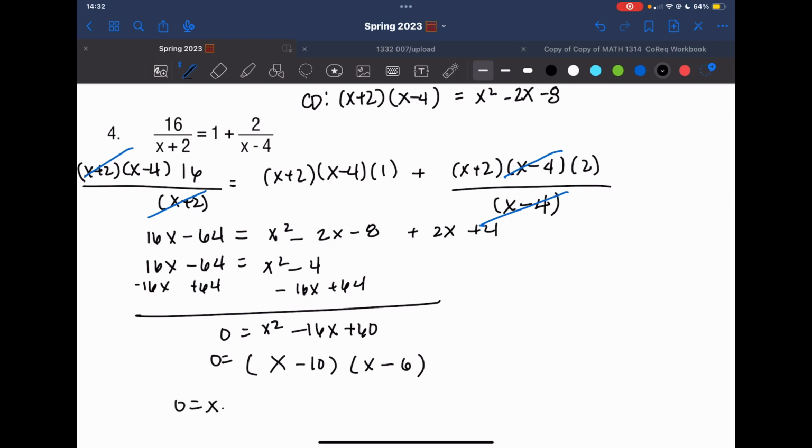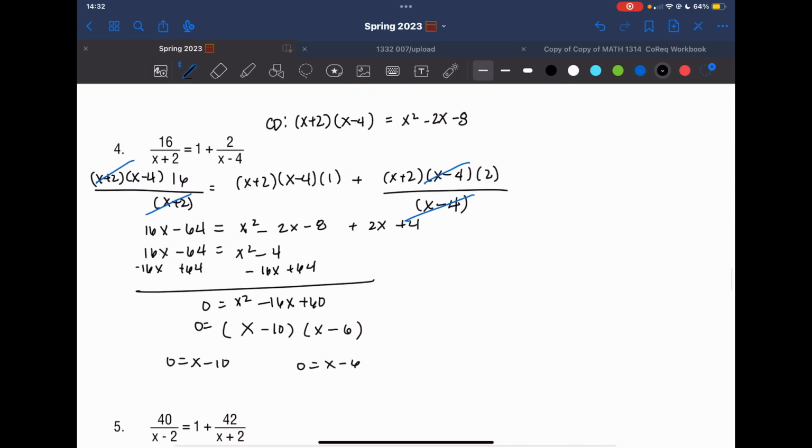0 equals x minus 10. 0 equals x minus 6. So now you say 10 equals x. And then 6 equals x. So I have two possible solutions, right? So that's a possible solution. Then we got to check our math. Let's do the first one.